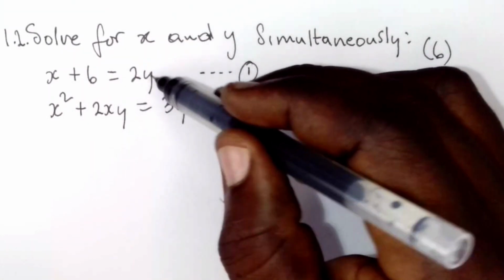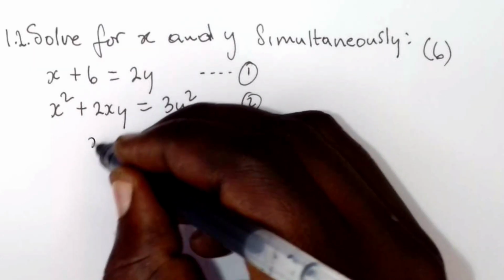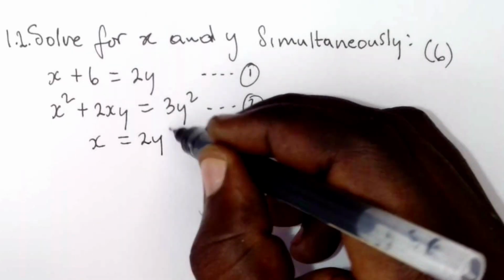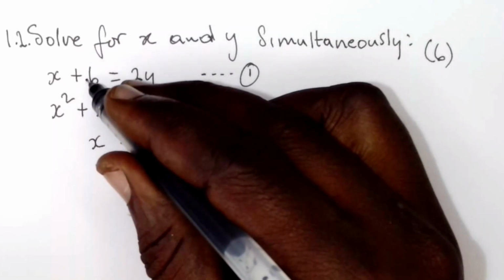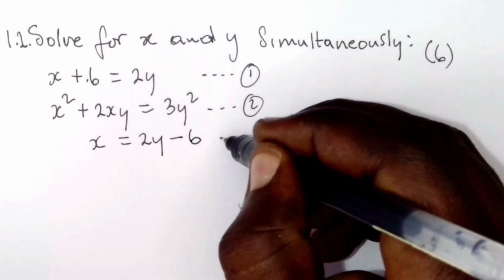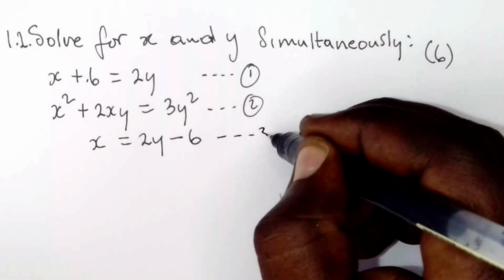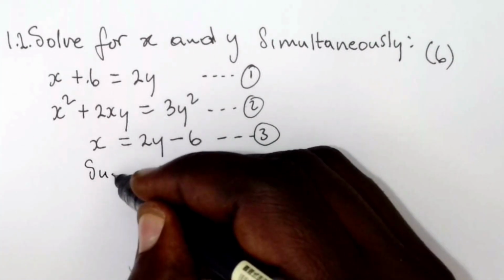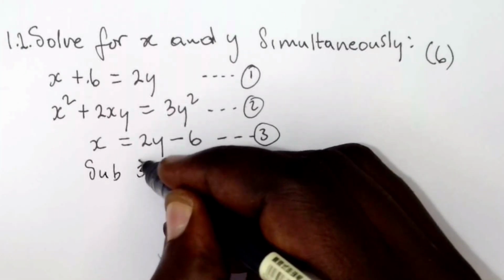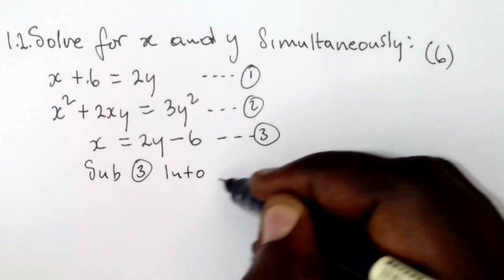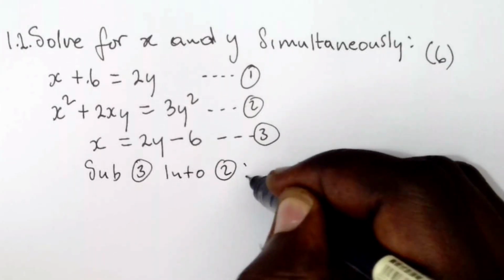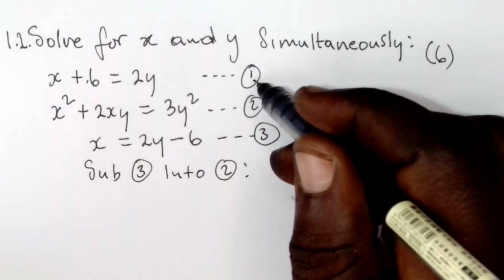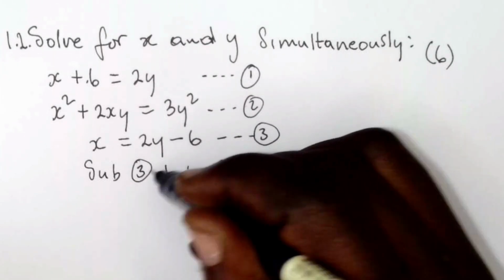So in this equation, we are going to make x the subject of the formula, then 2y will remain, and then we take this positive 6 to the other side, it will be negative 6. This is our equation 3. All right, so now the next step, you need to substitute equation 3 into equation 2. That is why we had to name them, so we know that, okay, this one means this one. Now, equation 3 is this one.